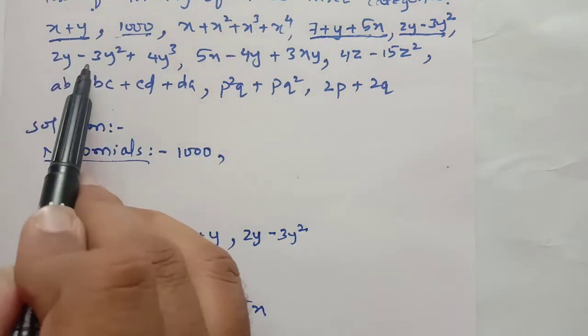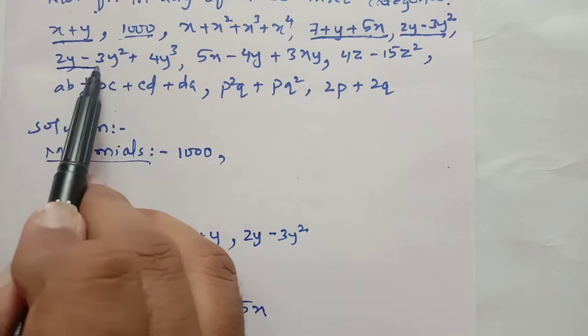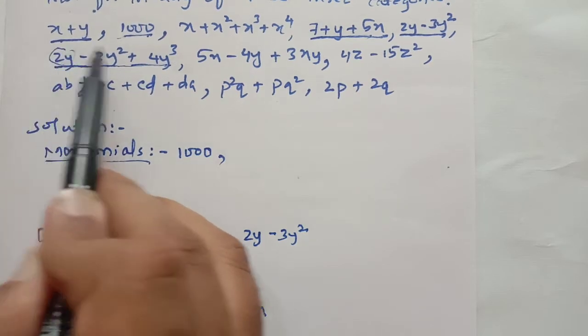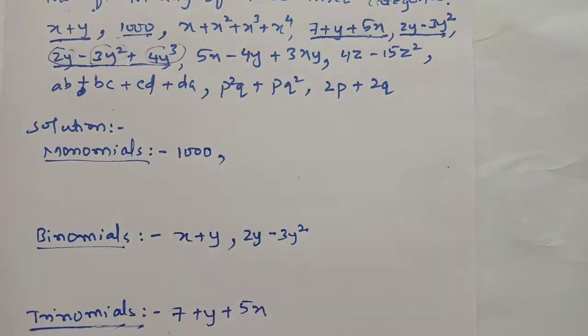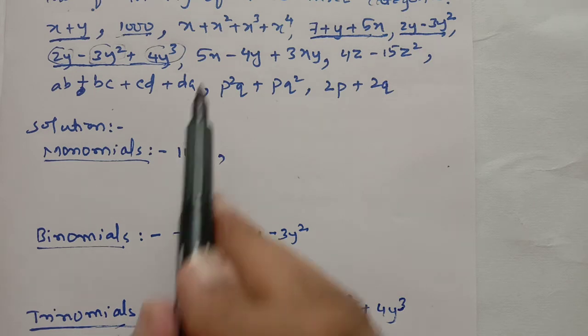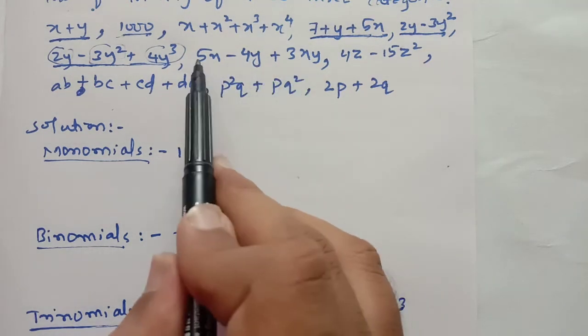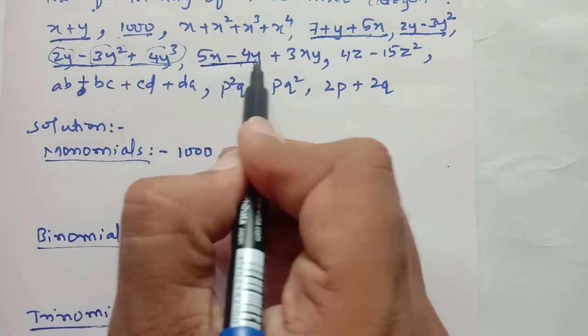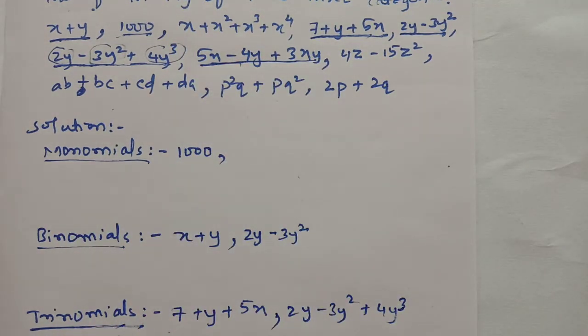Next, student, 2y minus 3y square plus 4y cube. You can see here we have 3 terms. So this is a trinomial. This will come in trinomial, student. 2y minus 3y square plus 4y cube. Now next, 5x minus 4y plus 3xy. Here also you can see there are 3 terms. So it will come in trinomials. 5x minus 4y plus 3xy.